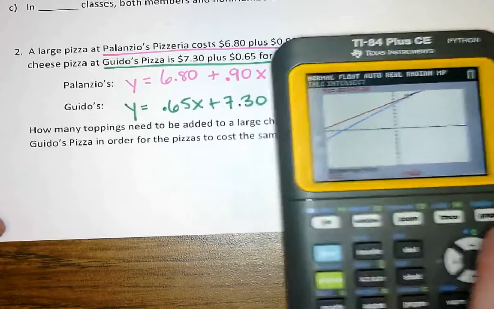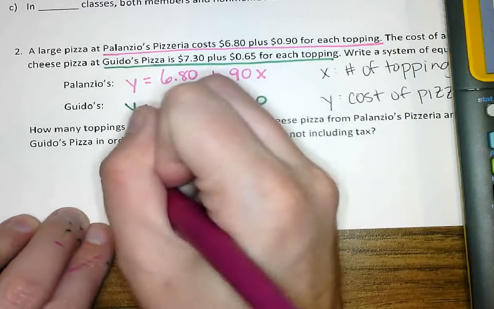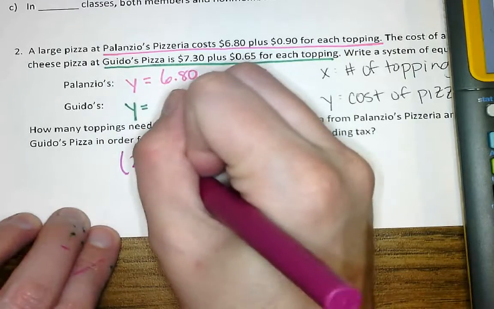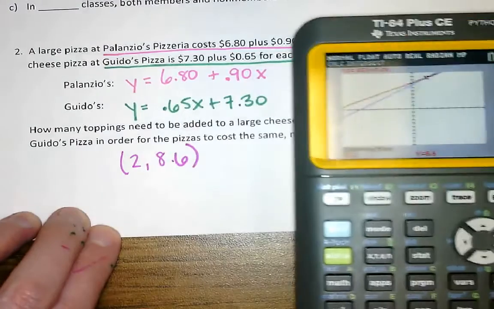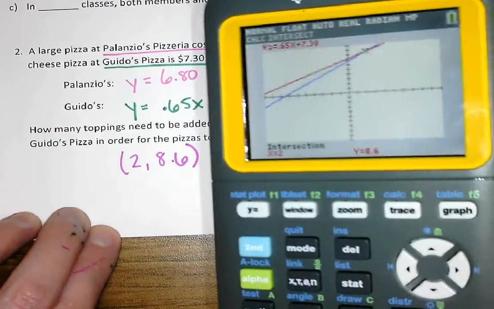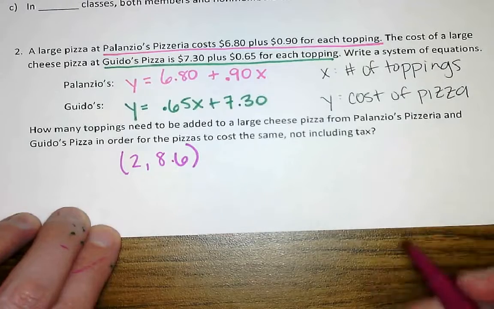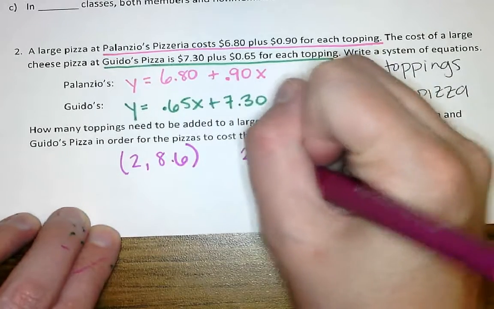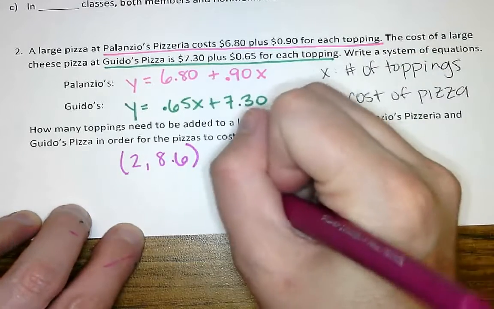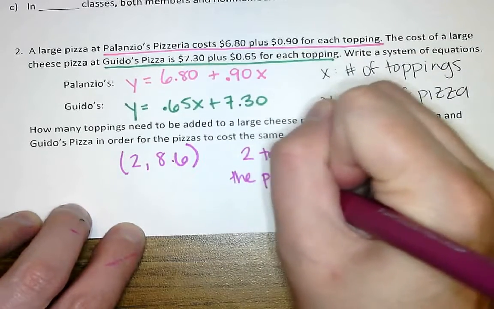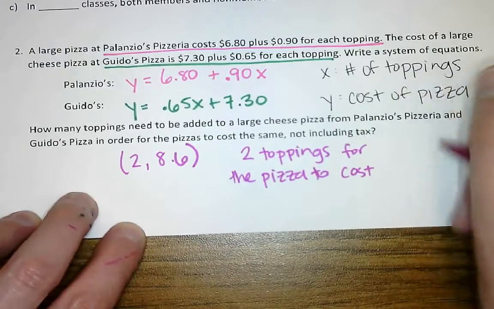2, 8.6, right? It's 2, 8.6, if we can look at that guy there. Yep, 2, 8.6. So that, guys, means that you need to get 2 toppings for the pizza to cost $8.60.